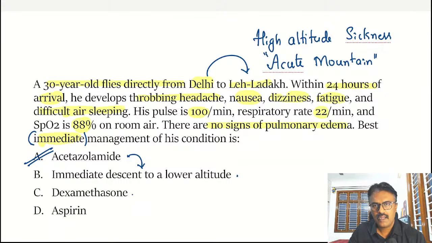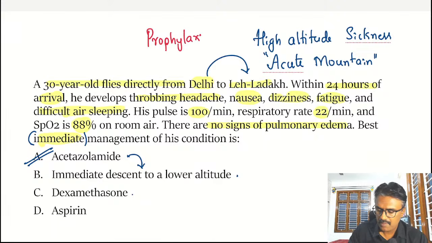Only then can we give it. Now, I don't want this problem, sir, I want to go to Leh Ladakh. So then you take prophylaxis. What is the drug of choice for prophylaxis of acute mountain sickness? That is also acetazolamide. If they ask you what is the best management, then go for immediate descent. But if asked what to do immediately, give the medicine now. That's why the language differs.